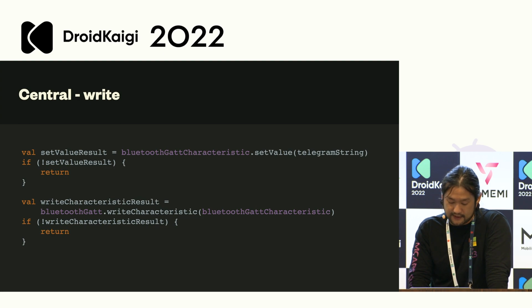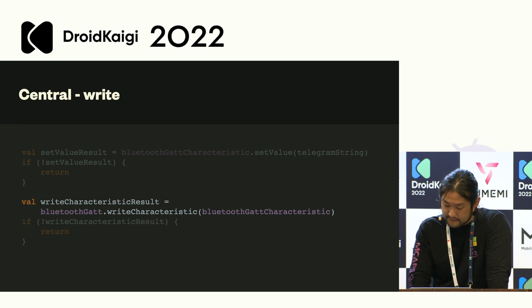Now it is central. Let's recall this one as well. Central could write directly to the peripheral's characteristics, and it would be done. Now we've accomplished two-way communication. If you do not understand something, please take a look at the source code later, or reach out to me.